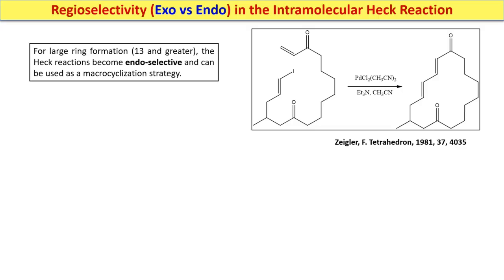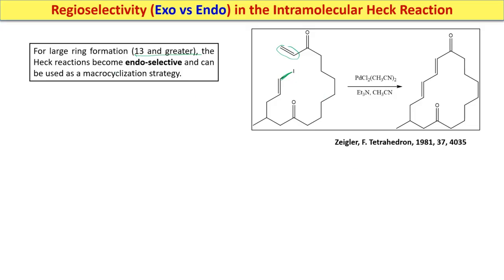Next observation, when we have large ring formation, 13 or greater. So if you see in this molecule, this is our C-I bond, that is the alkyl halide part, right? And this is the alkyl. Now there will be a connection. Now here the product that we are seeing is basically the endo product.